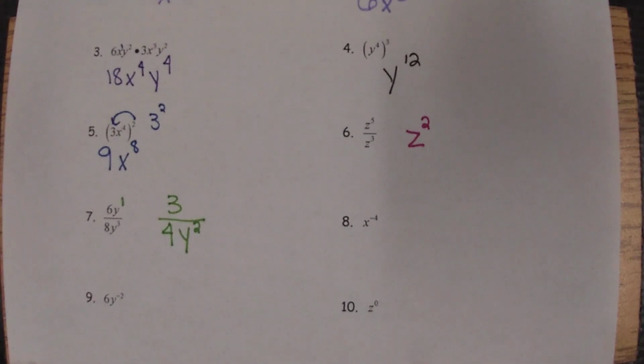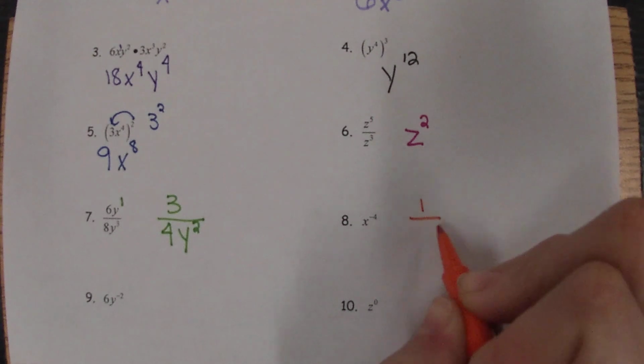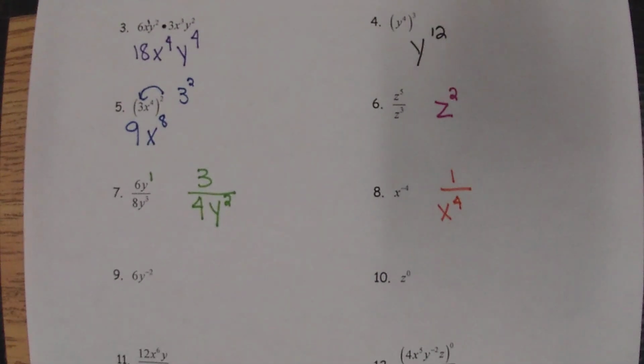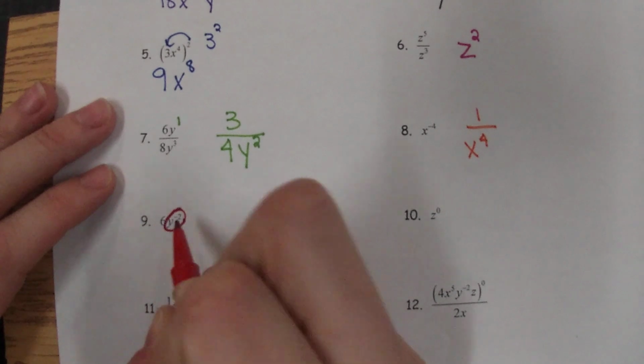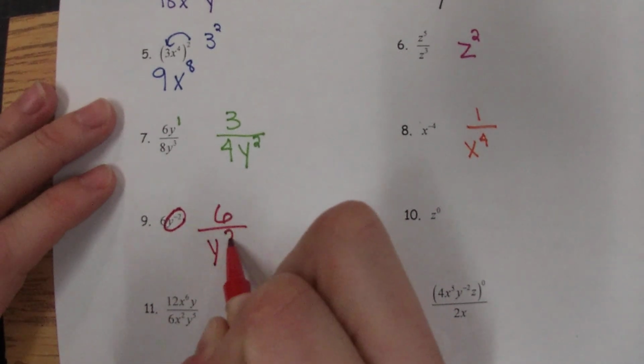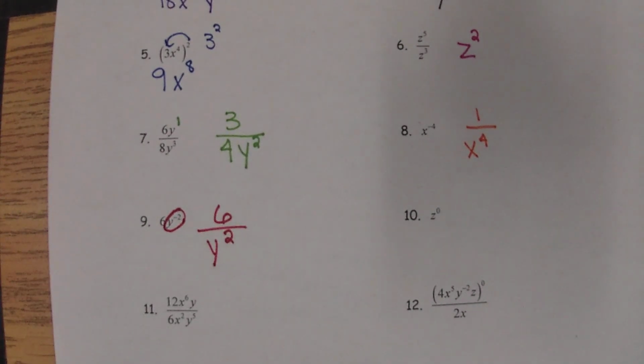Number 8, we have a negative exponent, so we want to move that to the denominator. Once we move it, it becomes positive. Number 9, we also have a negative exponent, but it's only on the y, so the 6 stays put, and the y is what is moving to the denominator, so we'll get 6 over y squared. Number 10, anything to the 0 power is 1.